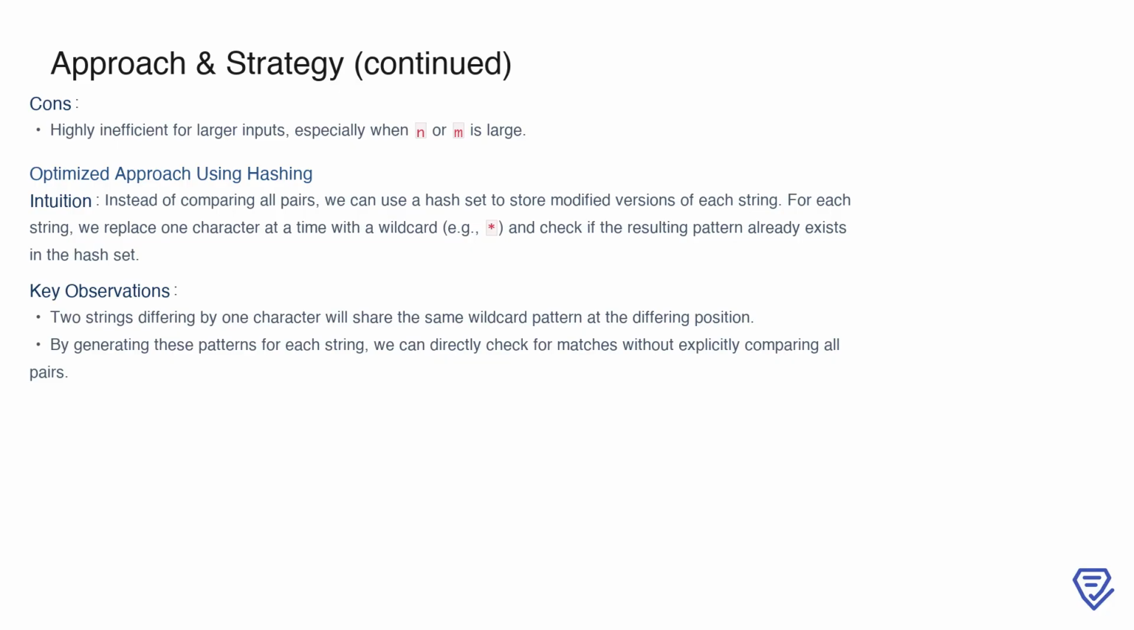To address this, we can use an optimized approach that leverages hashing. The intuition behind this method is to avoid comparing all pairs explicitly. Instead, we use a hash set to store modified versions of each string. For each string in the input, we generate patterns by replacing one character at a time with a wildcard, such as an asterisk symbol. These wildcard patterns allow us to identify potential matches. The key observation here is that two strings differing by only one character will share the same wildcard pattern at the position where they differ. By generating these patterns and checking against the hash set, we can efficiently find matches without performing exhaustive pairwise comparisons.